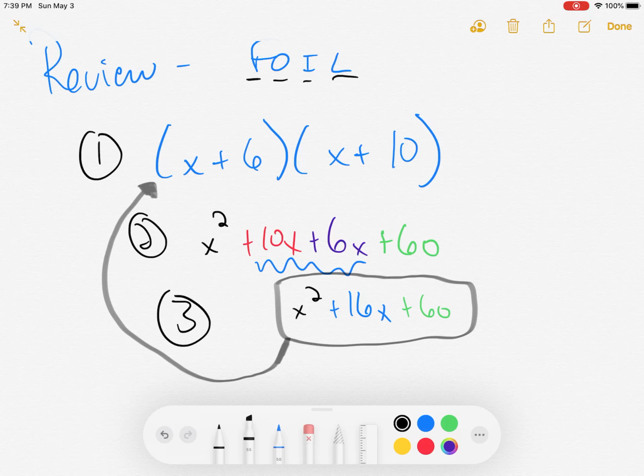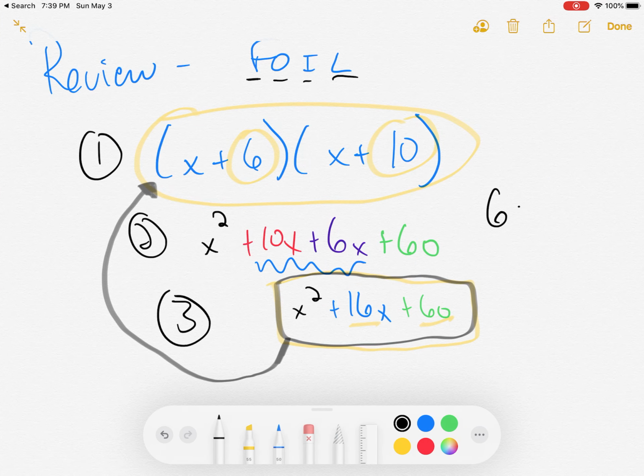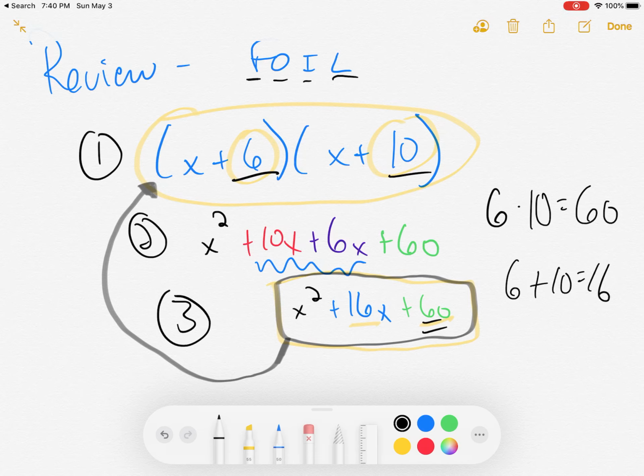Now, if we look at our final answer here, the one that's in the black box that I'm outlining in yellow right now, let's look at the relationship between these numbers. I have 16 and 60. So let's look at our original problem now. My numbers in my original problem are 6 and 10. So how can you make 60 out of 6 and 10? Well, 6 times 10 is 60. And 6 plus 10 is 16. 16 came from 6 plus 10.